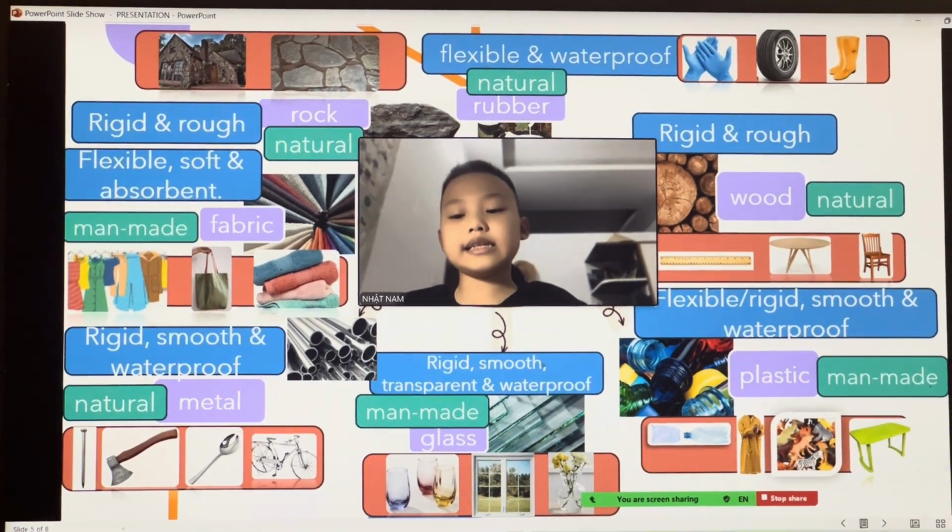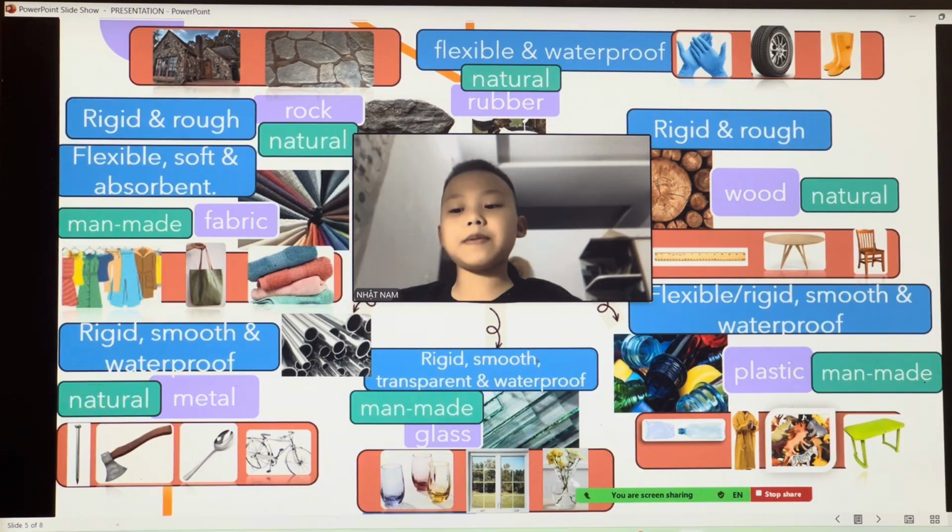What is the ruler made of? What is the paper bag made of? What are the gloves made of? Today, I'm here to tell you about the material. The first material is wood.